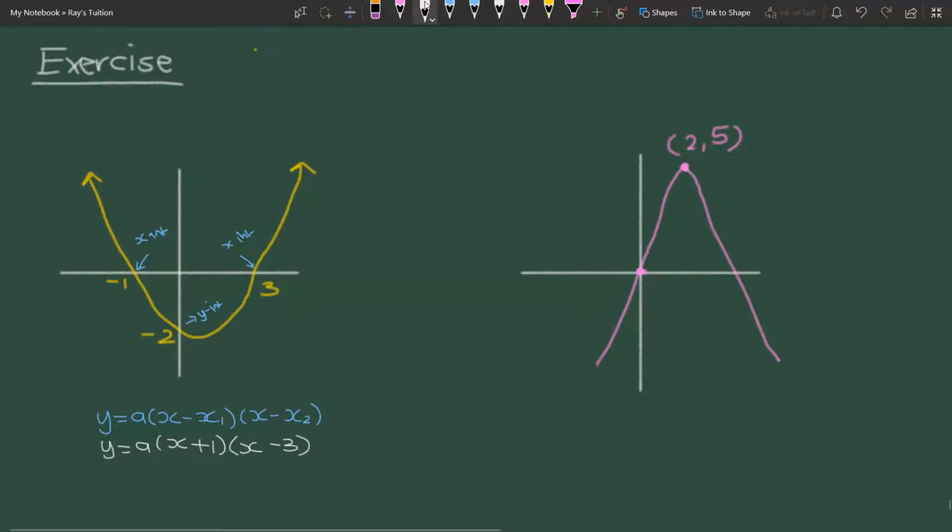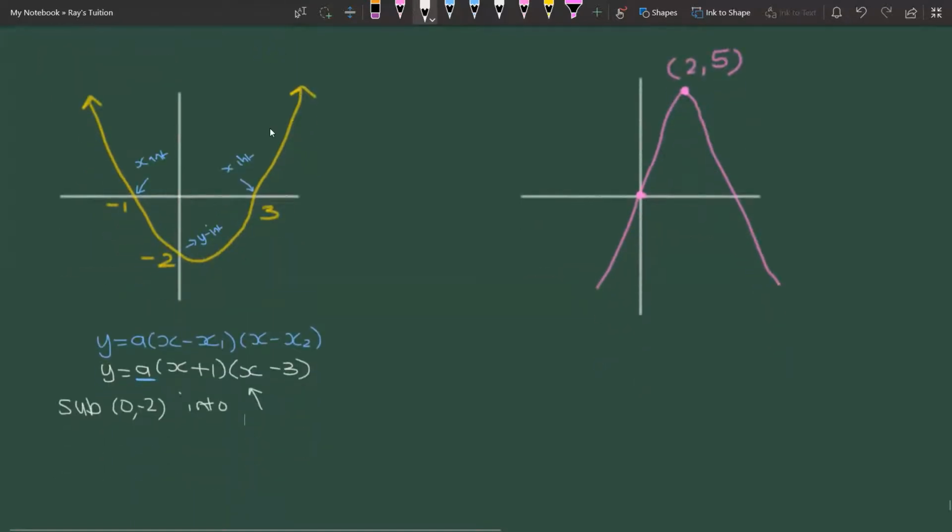So here now we have this form of the equation, and my question is, how many unknowns do we still have? Looking at this equation, we still don't know what a is, and that is where the next point will come in. So we're going to substitute that point in, which is (0, minus 2), because it is the y-intercept, into this equation that we are working with. In the place of y, we're going to put minus 2. We are solving for a, so that's what we would like to find out. In the place of x, we're putting 0, and there are two x's, so we put 0 twice.